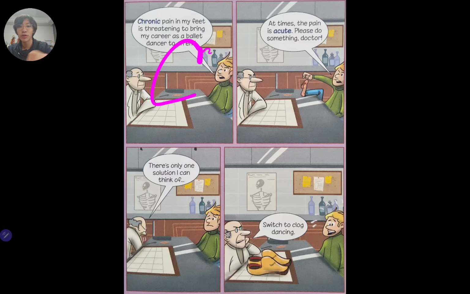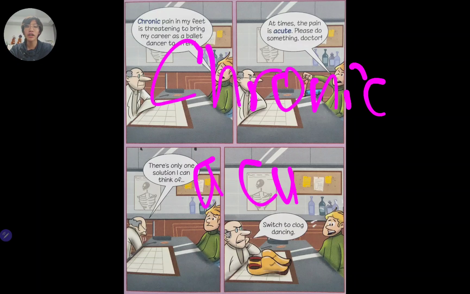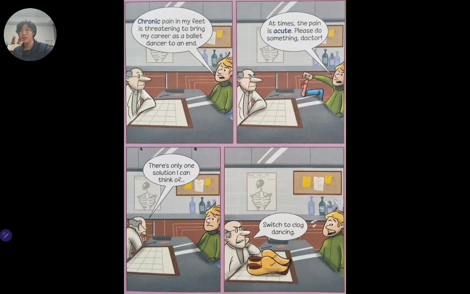Next up, we have these words. We have the words chronic and acute. Now, when something is chronic, that means that thing is repetitive and it's happening over and over and over again. That's pretty much the whole definition of chronic. But when something's acute, that means that thing's pretty intense. It's pretty high. It hurts a lot. That's the whole point of acute. And here's a pretty good example of this as well.